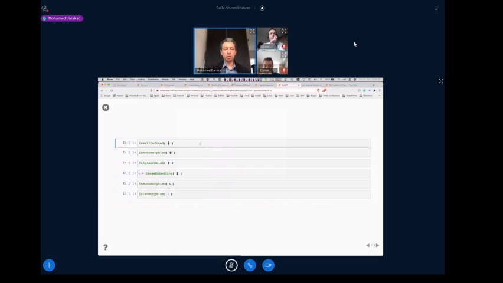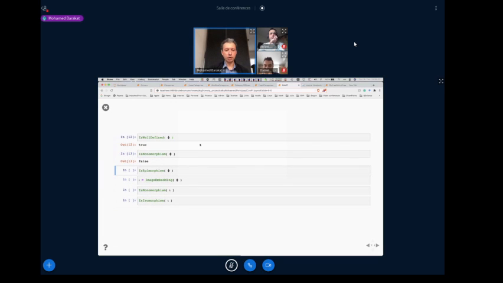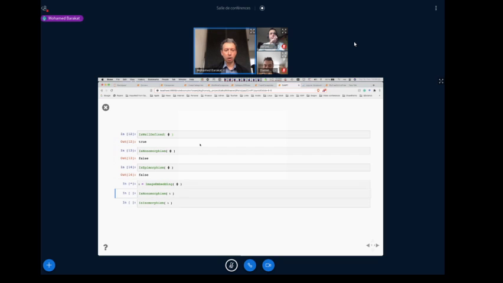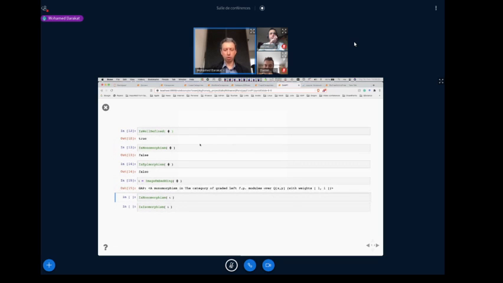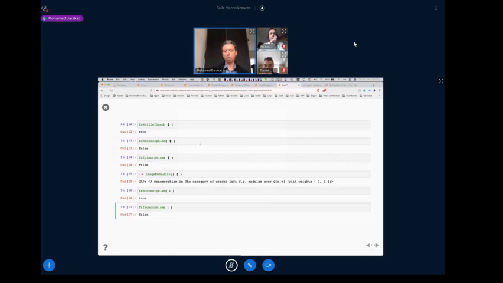And now I can ask, is this well-defined? Is this a mono? It tells me no. Is this an epi? It tells me false. Look at the image embedding. All this is in the category of graded modules. Is this embedding a monomorphism? Is it an isomorphism? No, because the co-kernel is the cyclic module Q[x,y] divided by the maximal ideal. But the maximal ideal is an irrelevant ideal for the projective space.